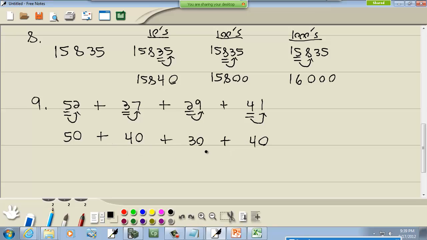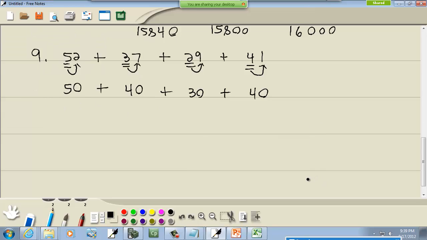Now, actually, once you do this, you're probably going to find it very easy just to add these together in this format. But you can also do it vertically, if you wish. So I got 50, 40, 30, and 40. 0 plus 0, well, zeros. 5 plus 4 is 9. Plus 3 is 12, 16. So our answer would be 160.